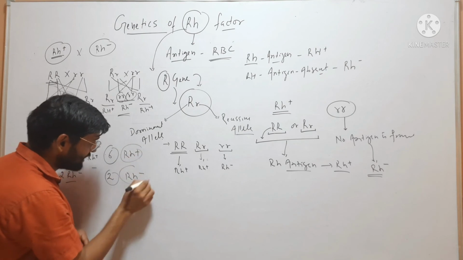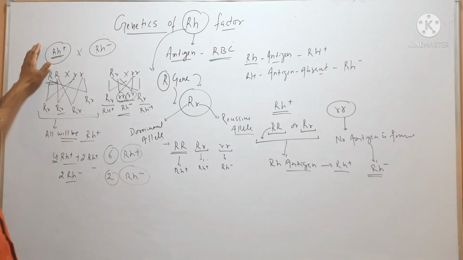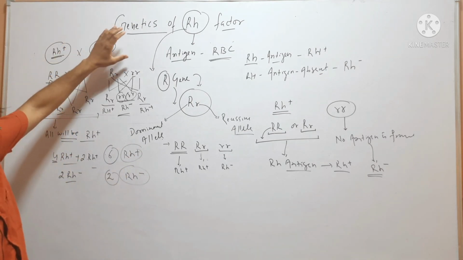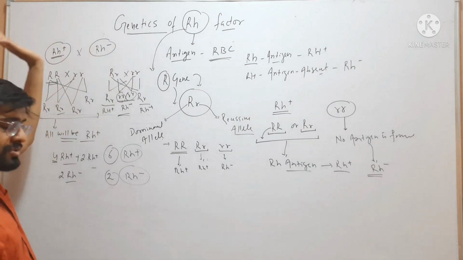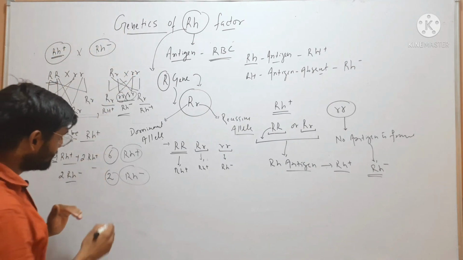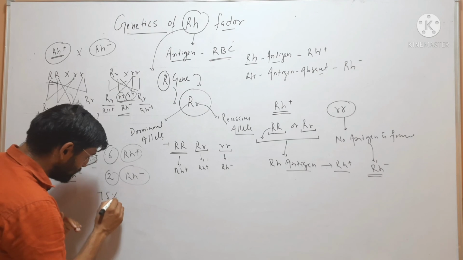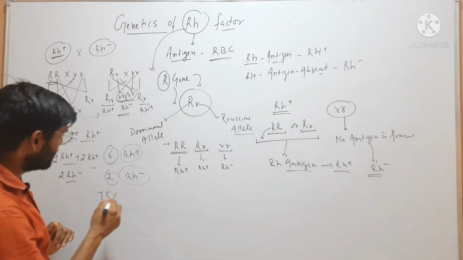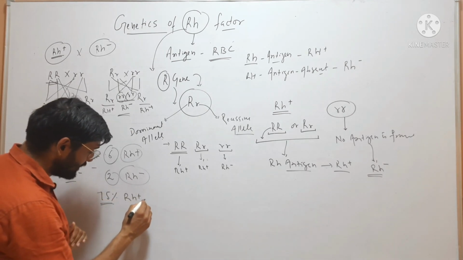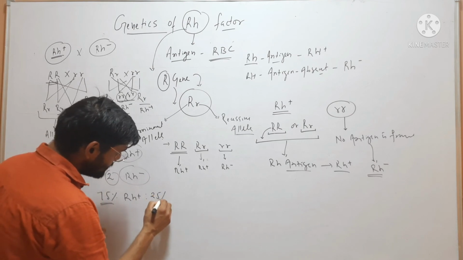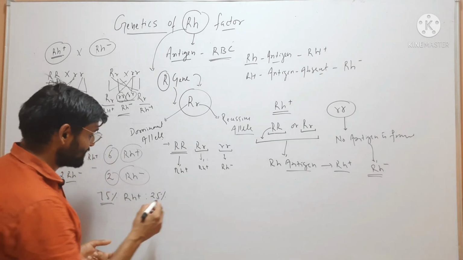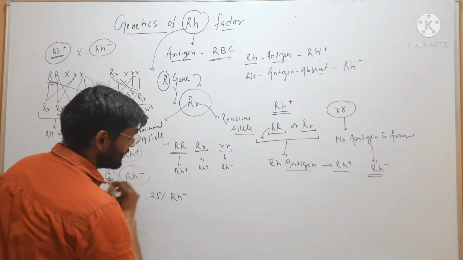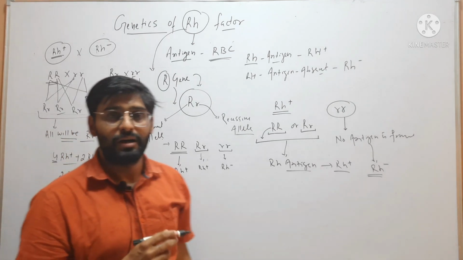So we can see that when an Rh positive person marries a woman with Rh negative factor, or vice versa, then there is a 75% probability of having a child with Rh positive factor, and a 25% probability of having a child with Rh negative factor.